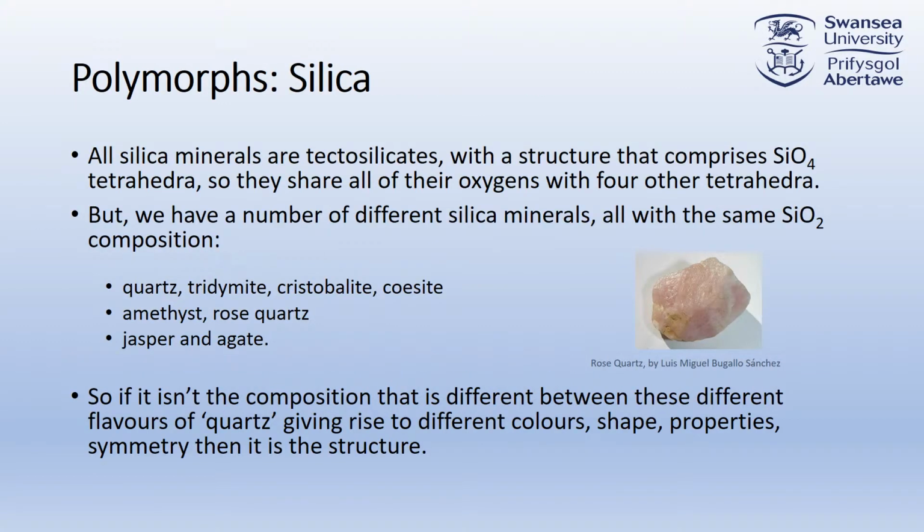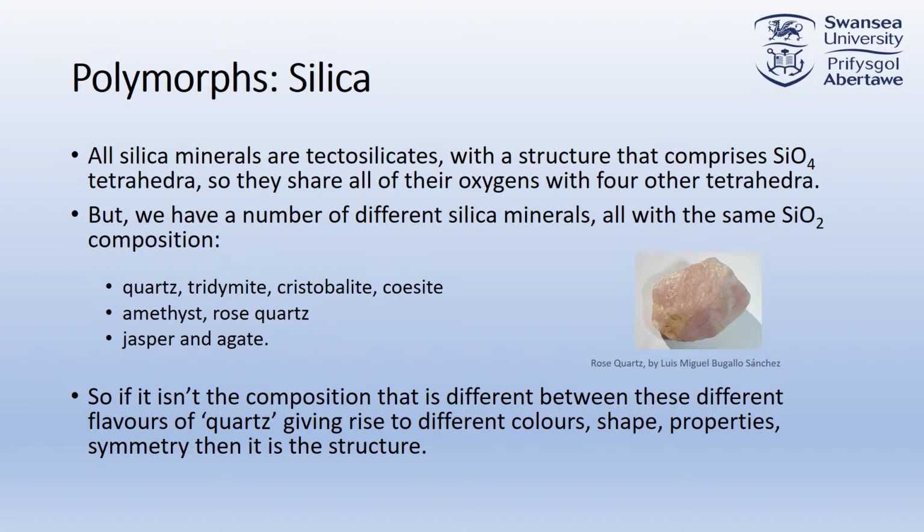So we're going to focus in on the polymorphs of silica. So all silica minerals are basically what's known as tectosilicates. They all have exactly the same composition of SiO2 arranged in SiO4 tetrahedra. Okay, so they all share all of their oxygens with 4 other tetrahedra. What's fascinating though is although all these minerals have the same SiO2 composition, we have a number of different flavors or varieties of silicon dioxide.